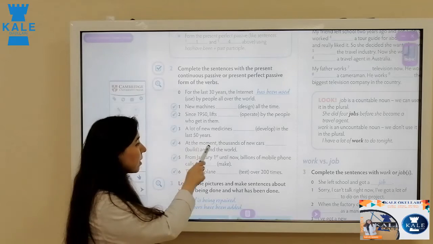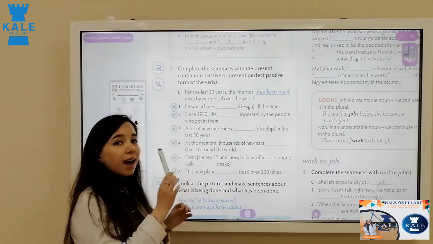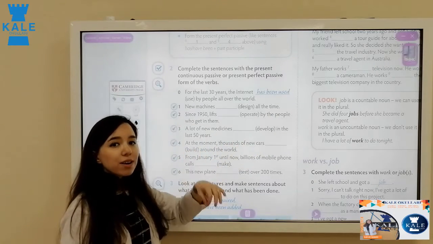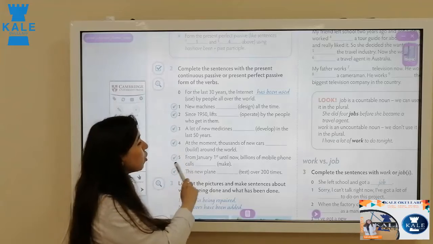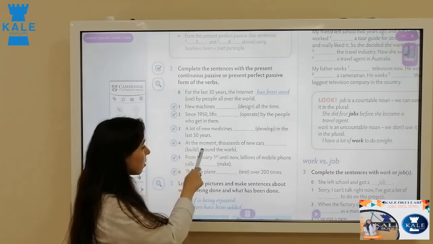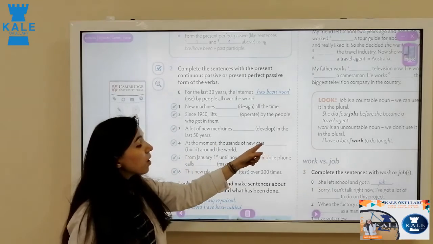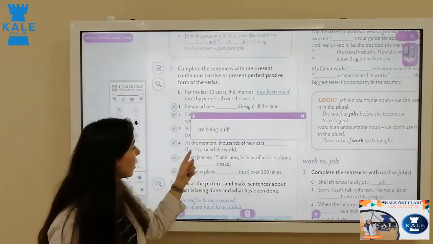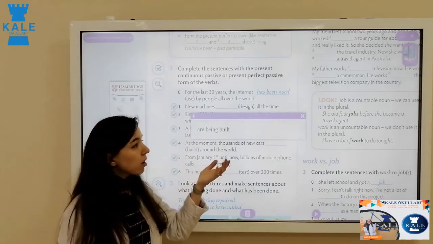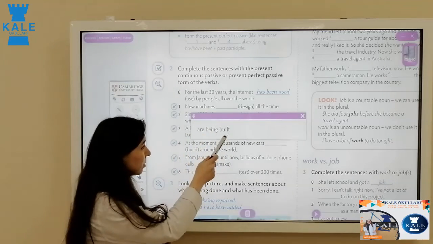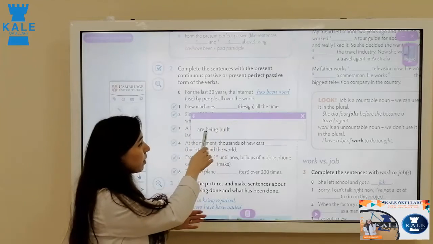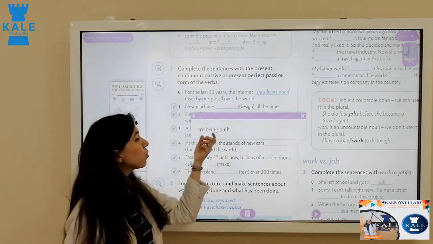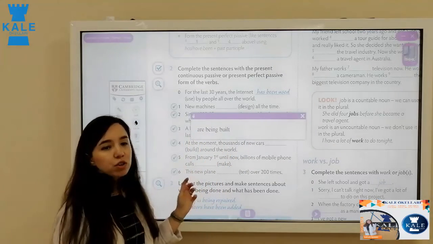At the moment, look at here, a sentence beginning with at the moment, means right now. So it shows that our sentence is present continuous. At the moment, thousands of new cars are being built. Yes? Are being built. Why? Because our sentence is present continuous, so we need to write am, is, are plus being plus past participle, yes? And cars are more than one, so we need are being built. That much easy.